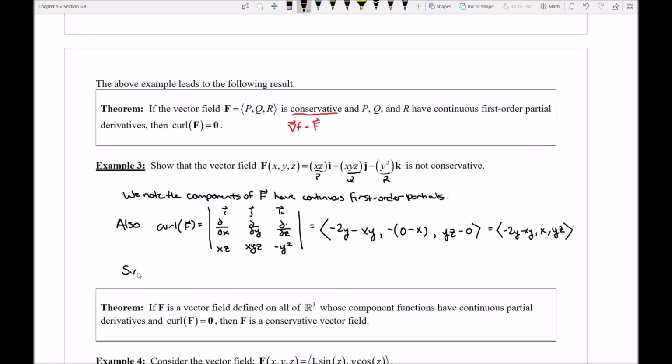And so since the curl of F did not come out to be equal to 0, but I had continuous first-order partials, then F is not conservative. There's no way it could be conservative, because again, every conservative vector field that has continuous first-order partials is going to end up with a curl of 0. So this theorem provides us with a nice way to double check to see whether certain vector fields are conservative.